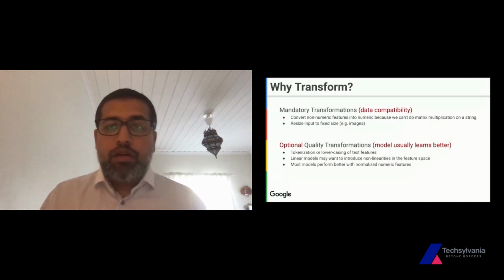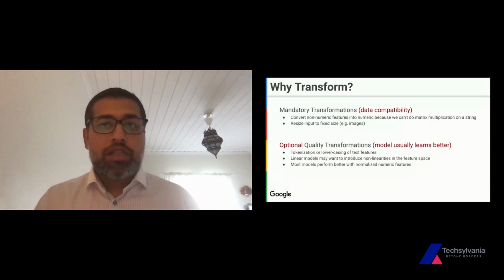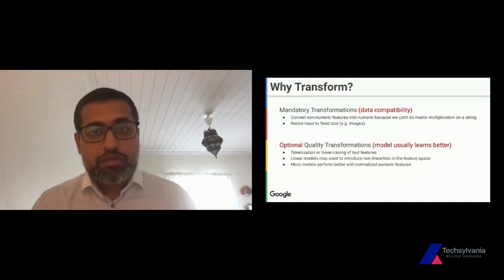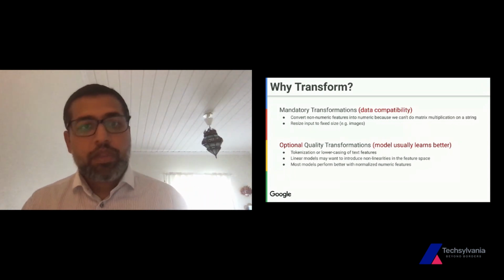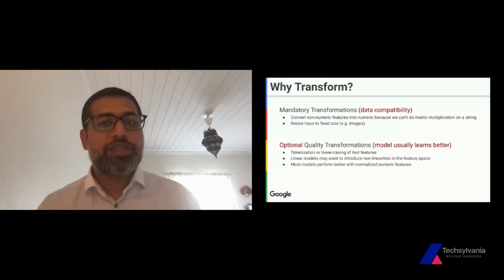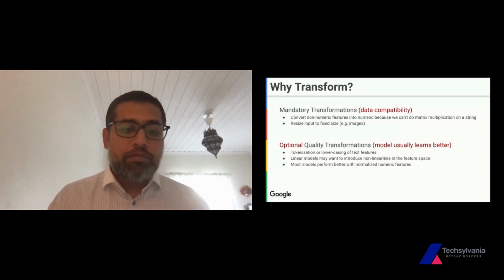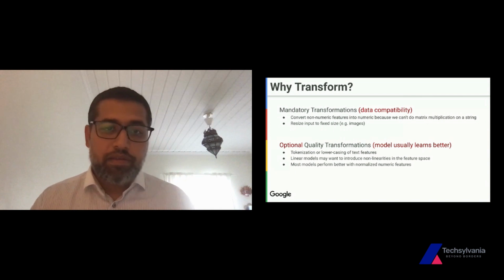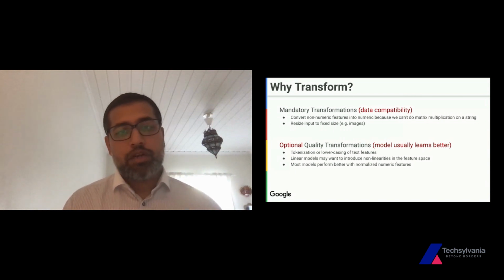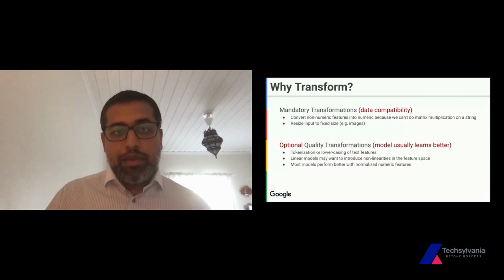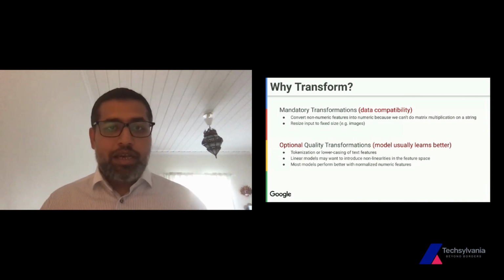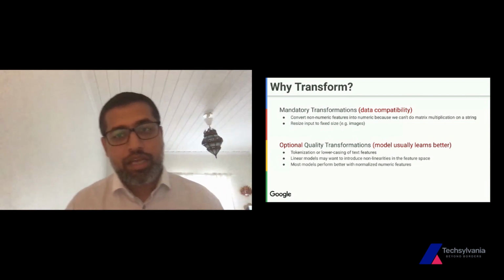If let's say you are working on a convolutional neural network, all the images should be in the same resolution, right? Same goes for normalization of data as well. And then there are some optional transformations, meaning making all your text lowercase, introducing some sort of non-linearity in your feature space, and so on. So let's talk about the mandatory ones. Again, I wouldn't say that it's completely mandatory, but they are very helpful.